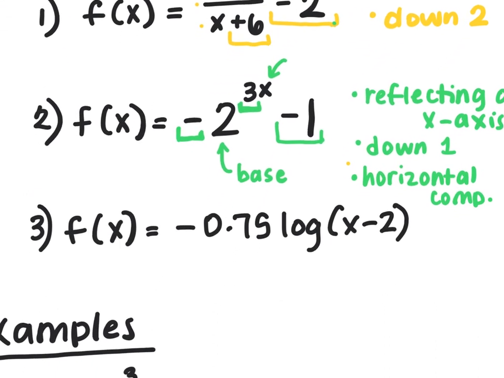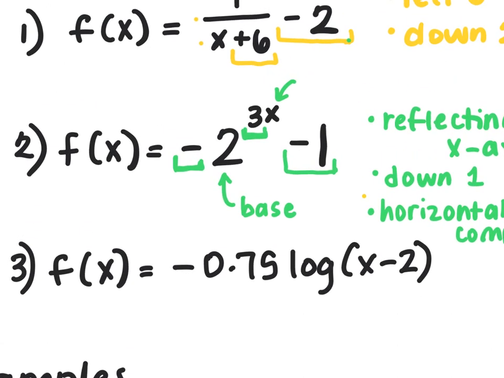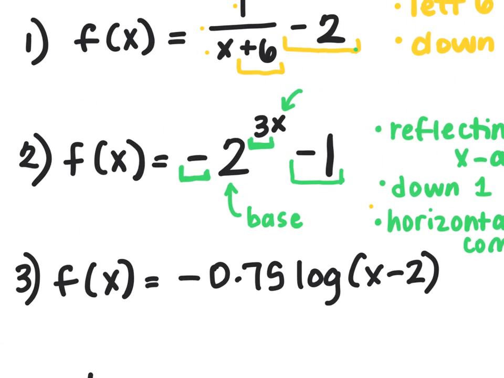All right, you guys, last example. Sorry, I got a lot of stuff going on here. This last one right here. So I see the log, so I know that is my logarithmic function. So I see the things that are not part of my parent function are this -2, the 0.75, and the negative.